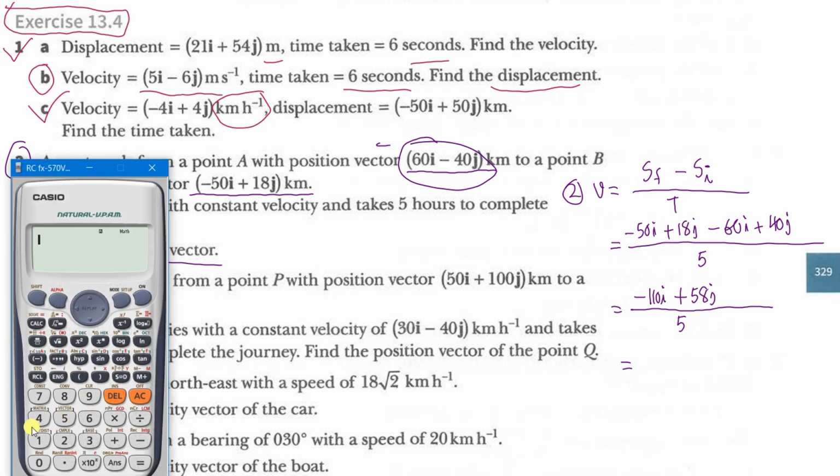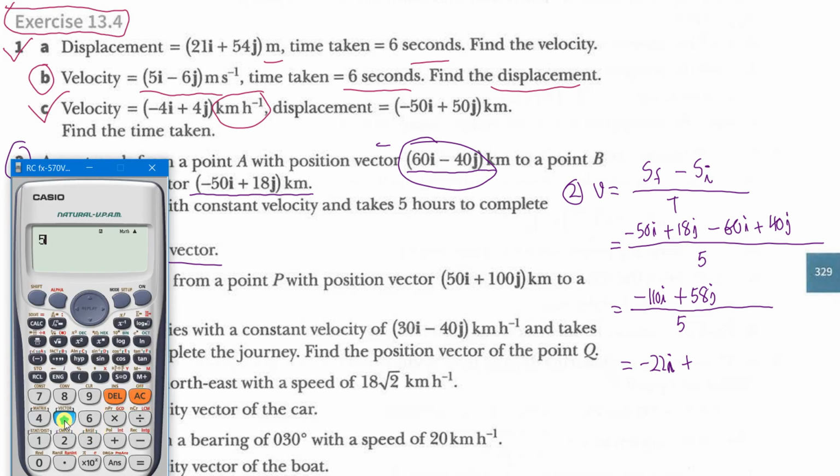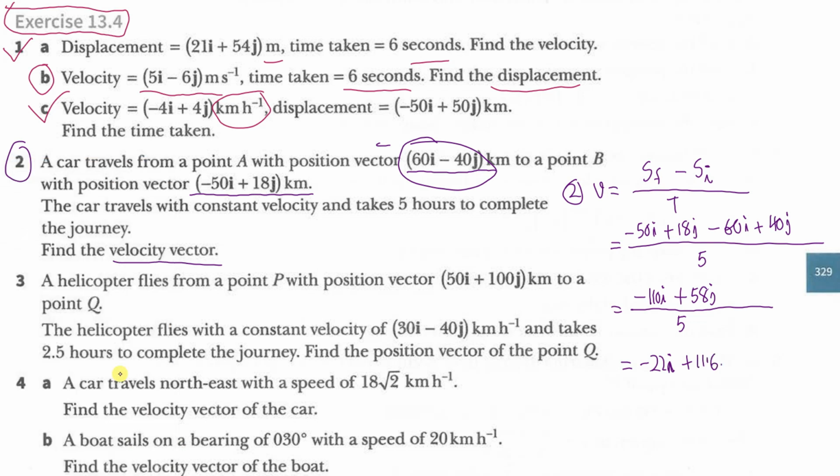If we divide 110 by 5, we get 22. So let me write minus 22i, then plus 58 divided by 5. What is the value coming out from here? It is 11.6, so we write 11.6j, where i and j are unit vectors. This is the answer to this question, the velocity vector.